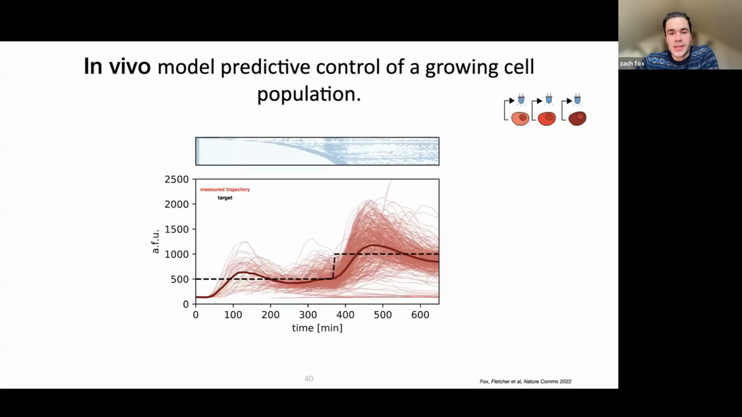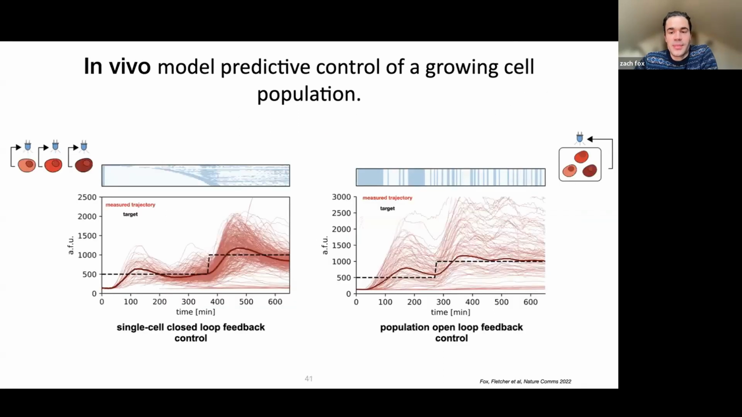So we can look at the results and the controls for each cell here. Again, each individual trace is a different cell. The population mean of all of those is dark red. And you can see that we can closely track the target. Then we compare this to the population control, where every cell saw the same thing. You can see that we've got much higher variability. And you also see that the signal is much higher for the population control.